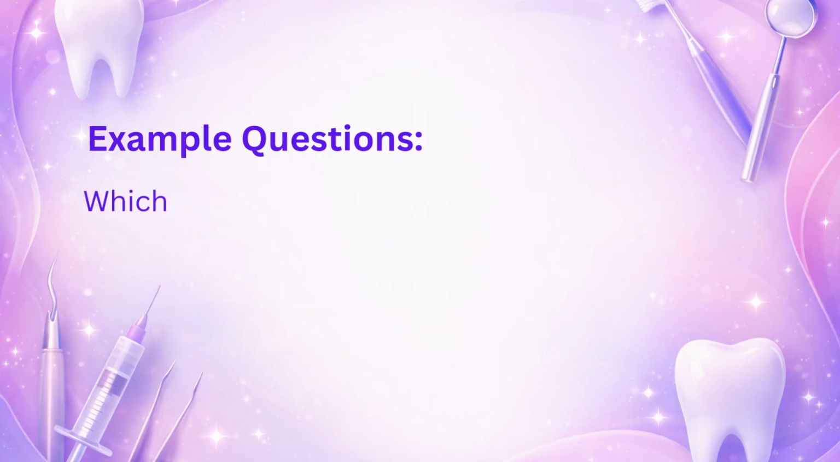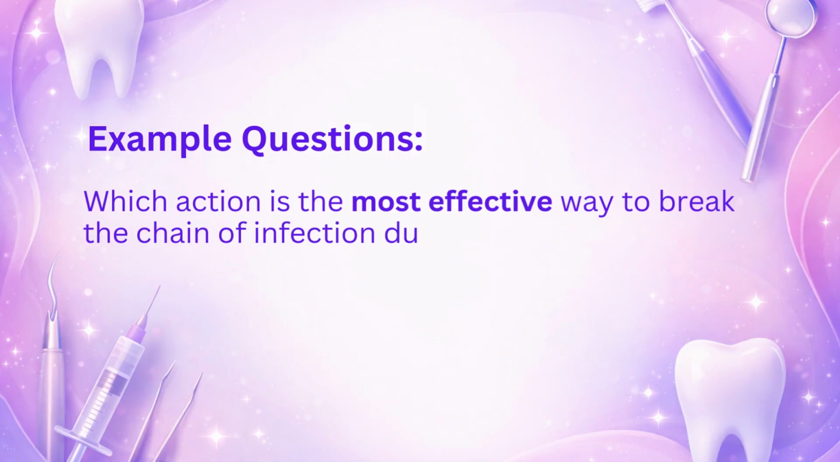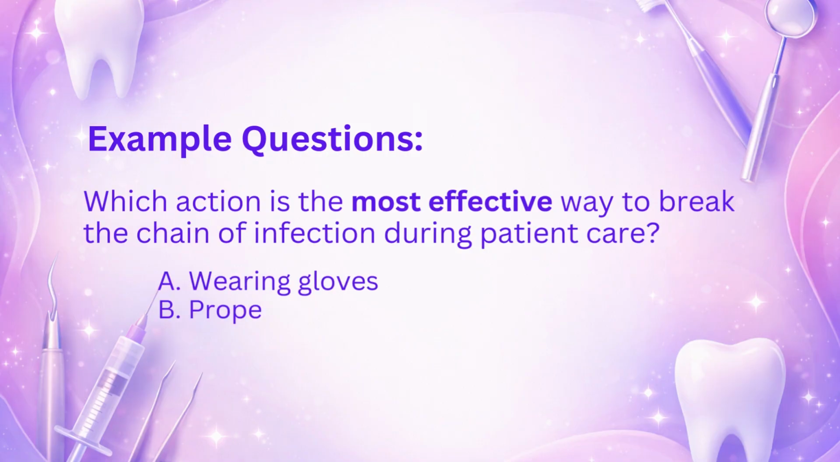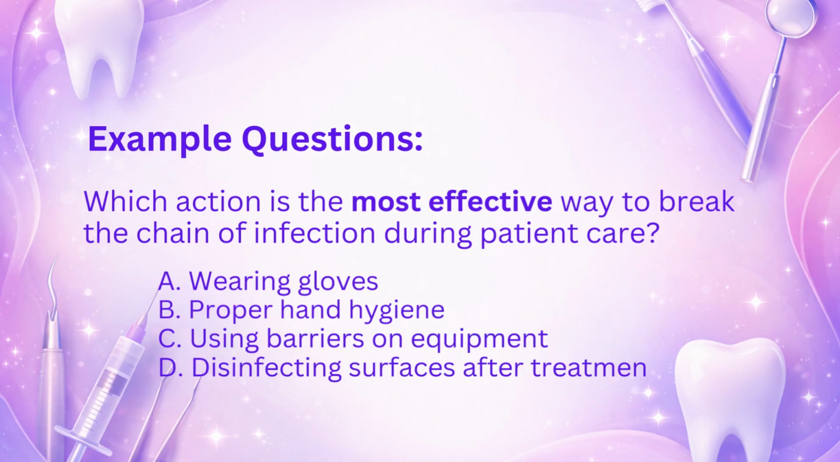Here's an infection control question. Which action is the most effective way to break the chain of infection during patient care? The options are A, wearing gloves; B, proper hand hygiene; C, using barriers on equipment; D, disinfecting surfaces after treatment. Pause this video and drop your answer in the comments so I can see where your head is at.